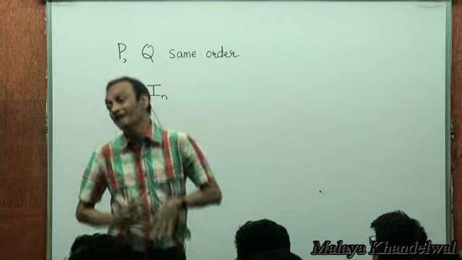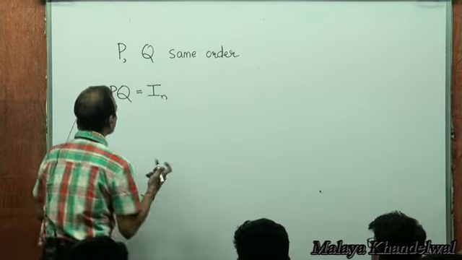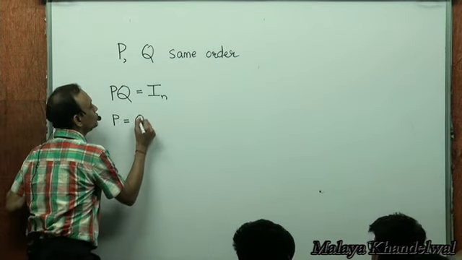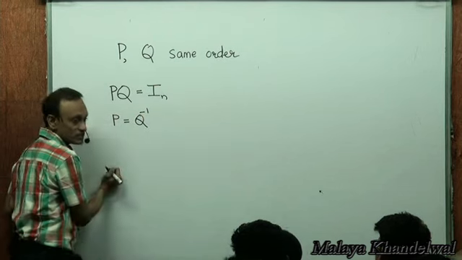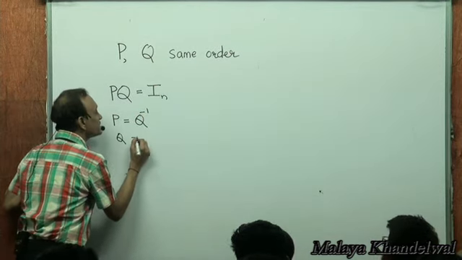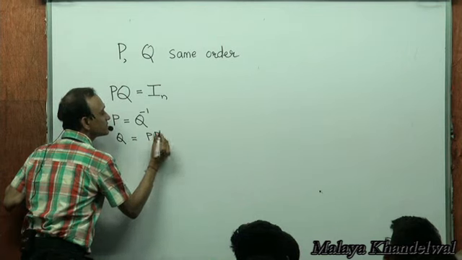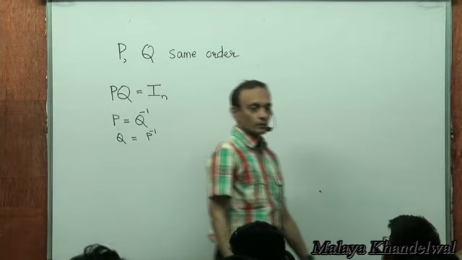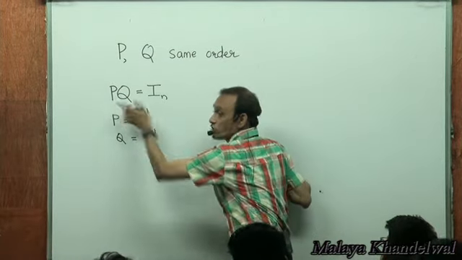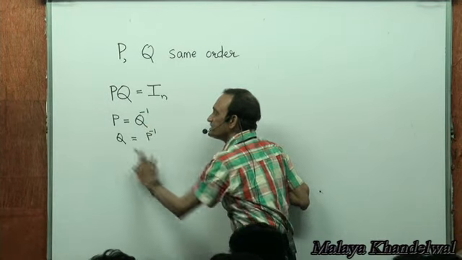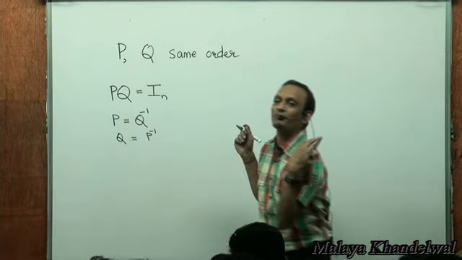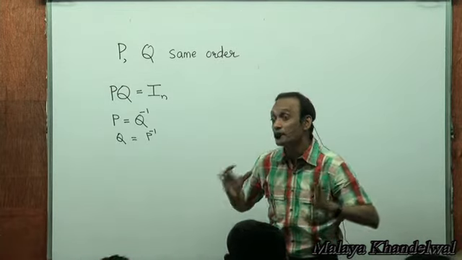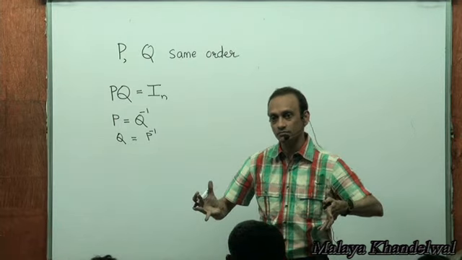We write this as P equal to Q inverse, and we say Q is P inverse. They are said to be inverses of each other. It's not P to the power minus 1. It's P inverse. Inverse is an operator. In this case, minus 1 is not a number. It's an operation.